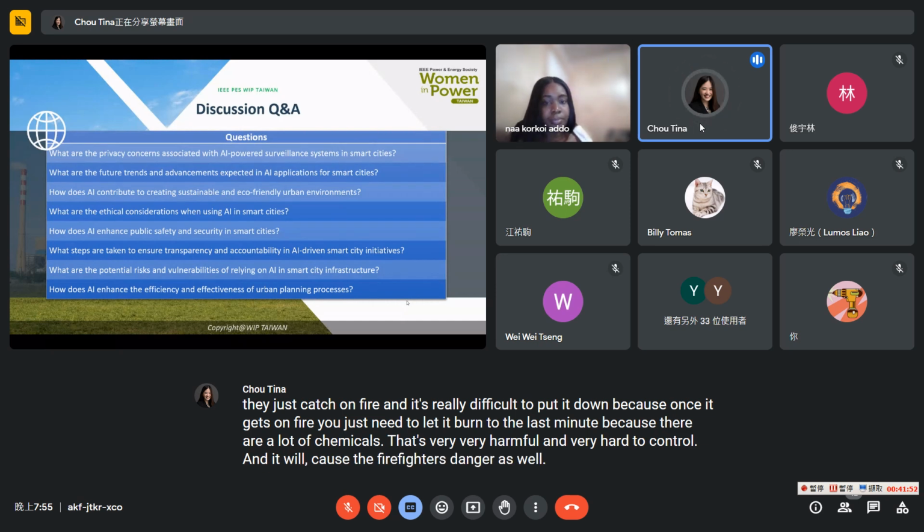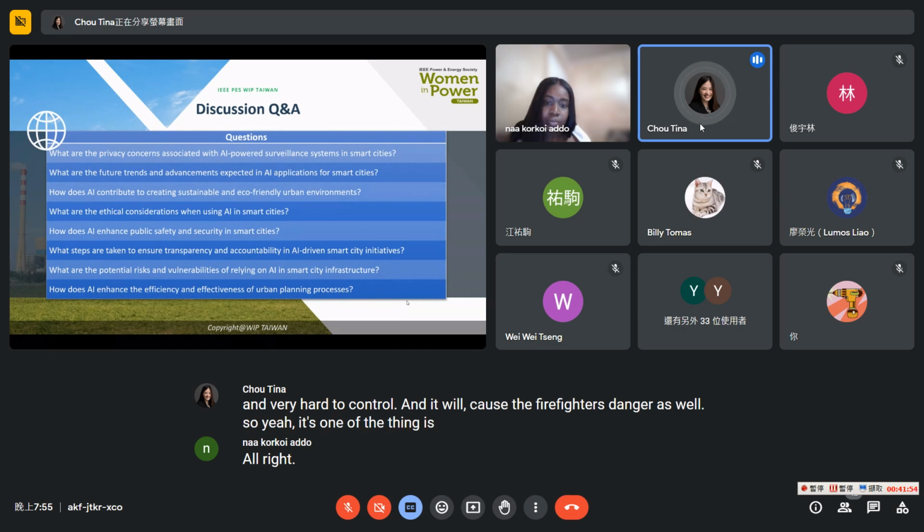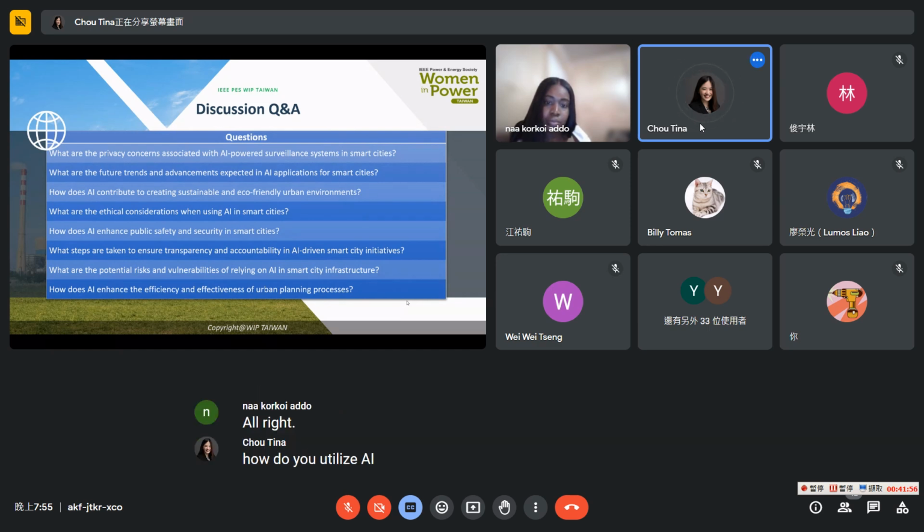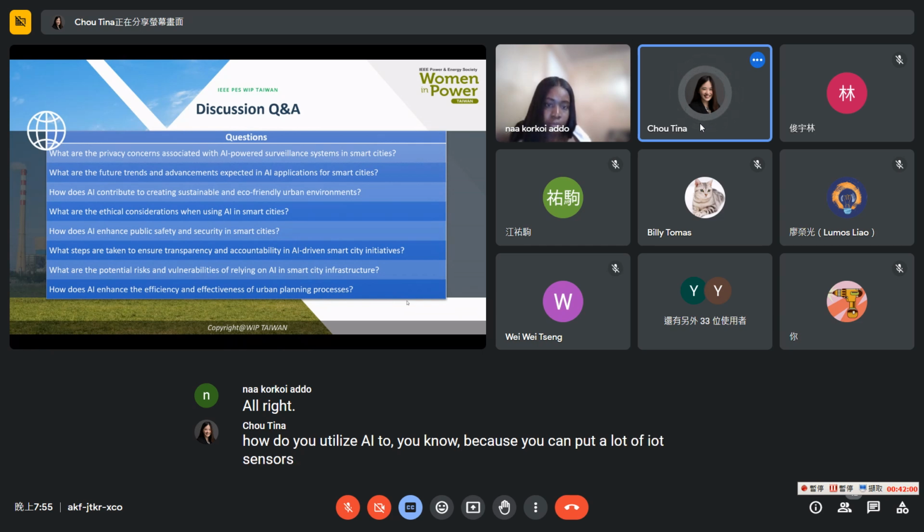So one thing is how to utilize AI here, because you can put a lot of IoT sensors in place and do very good monitoring work. So it includes prediction.